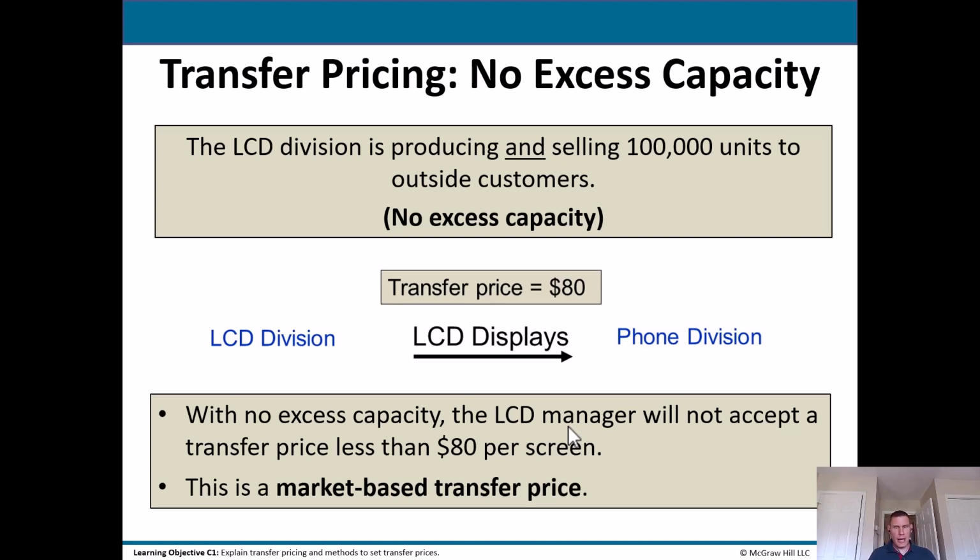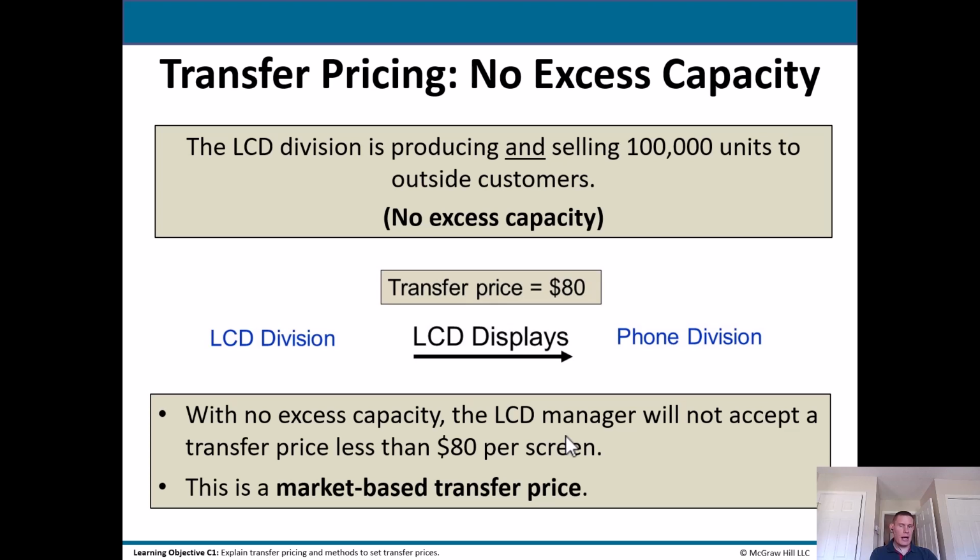So let's say that there's no excess capacity. When we say excess capacity, we just mean that the company has no extra room to produce, like they're producing at their maximum capacity, if you will. So the LCD division is producing and selling 100,000 units to outside customers, so they have no excess capacity. The transfer price is therefore 80. Think about why. Because there's no reason for them to accept a lower amount. With no excess capacity, the LCD manager will not accept a transfer price less than 80 per screen.